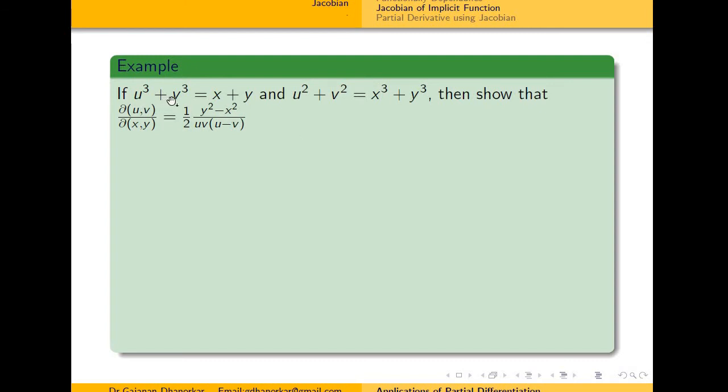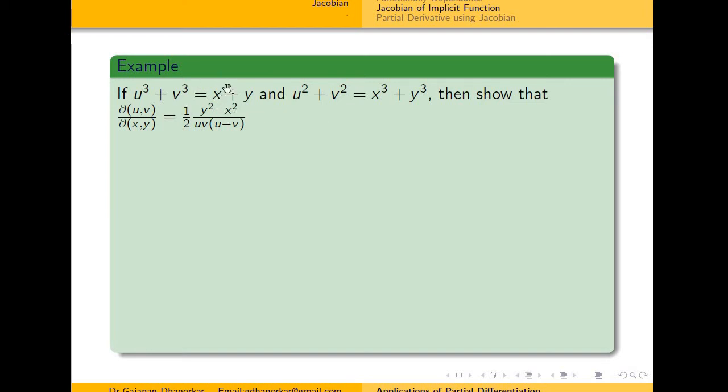If u cube plus v cube is equal to x plus y, and u square plus v square is equal to x cube plus y cube, then show that Jacobian of uv with respect to xy is equal to 1 by 2, into y square minus x square divided by uv into u minus v. Again, if we observe this problem, straightforward, we will not write uv as a function of xy. We will not write u is equal to and v is equal to. Therefore, we have to choose an implicit function and we'll write the implicit function here.